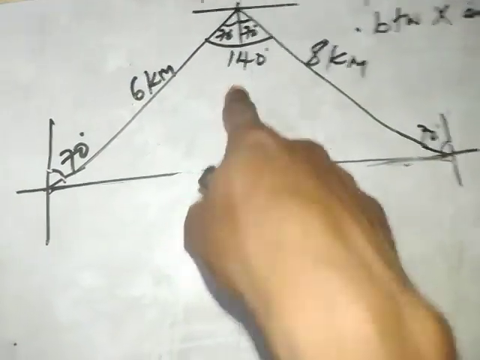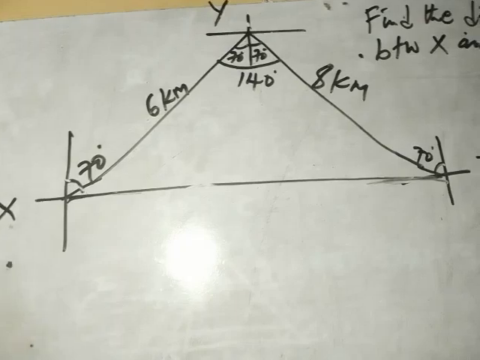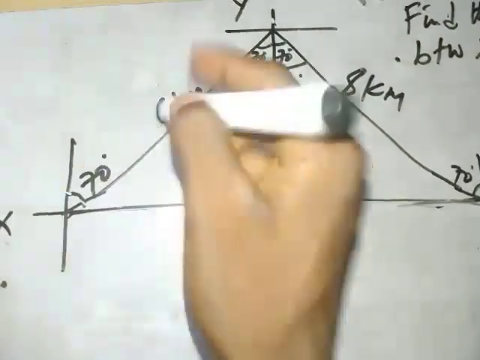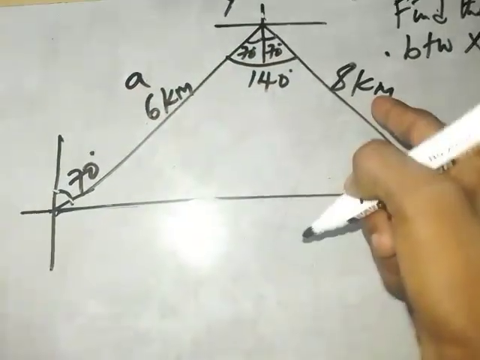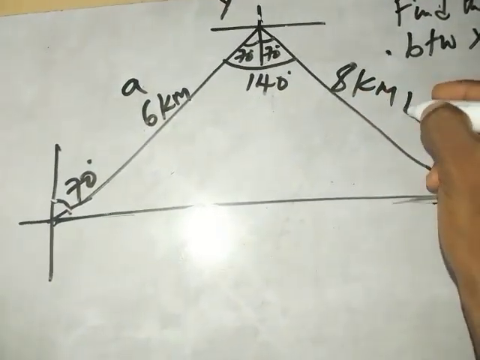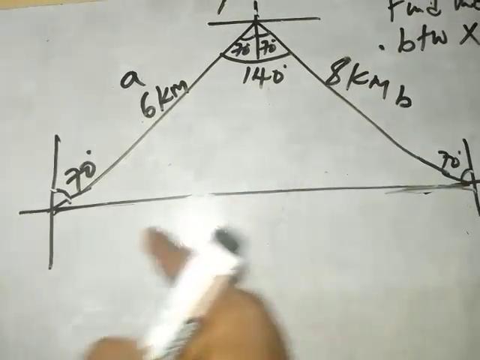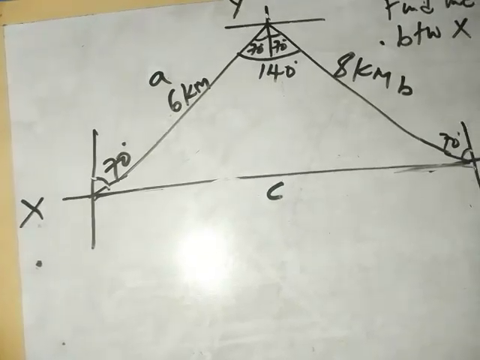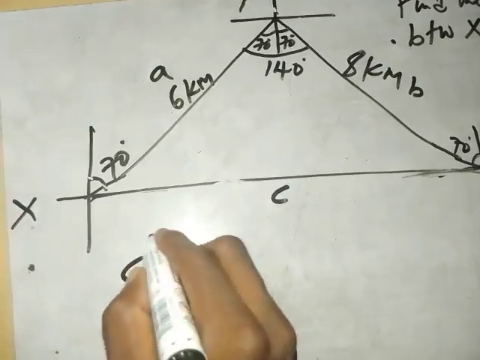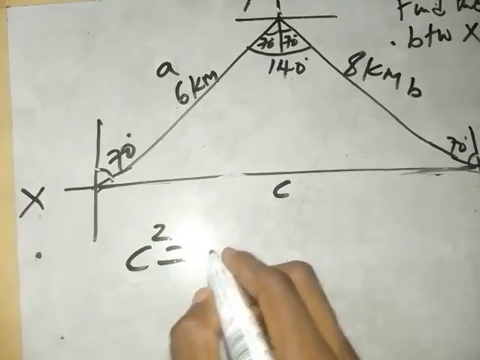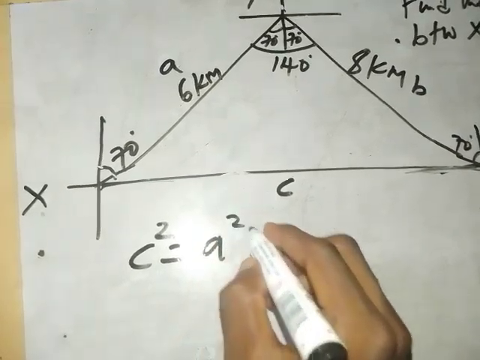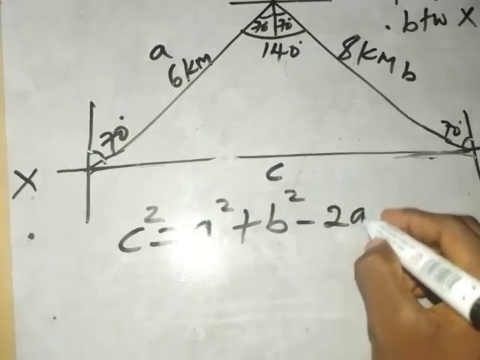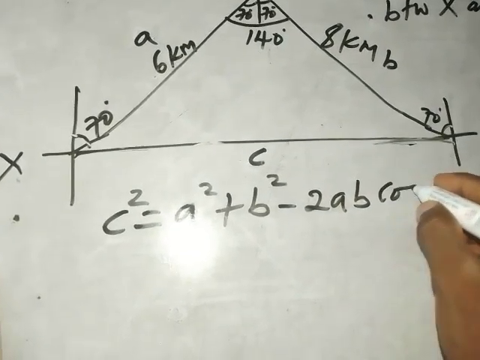So the cosine rule: I can call this side, 6 kilometers, my A. I can call this 8 kilometers my B. I can also call this XZ my C. So the cosine rule says that C squared is equal to A squared plus B squared minus 2AB cos C.